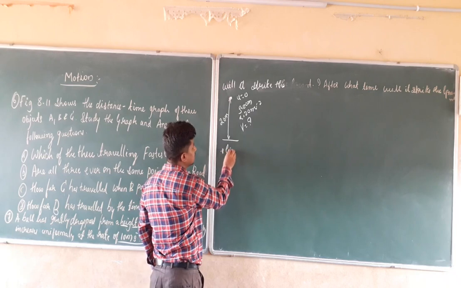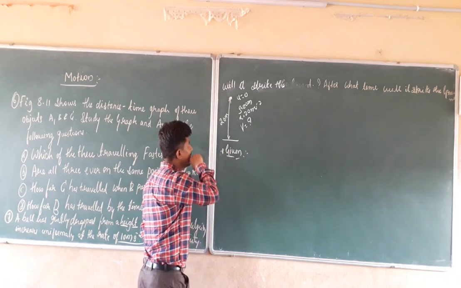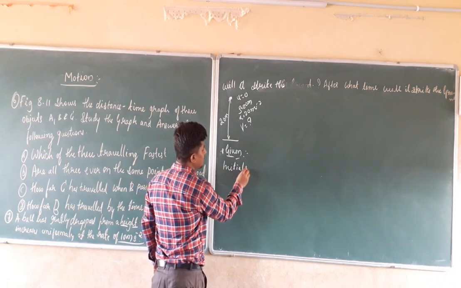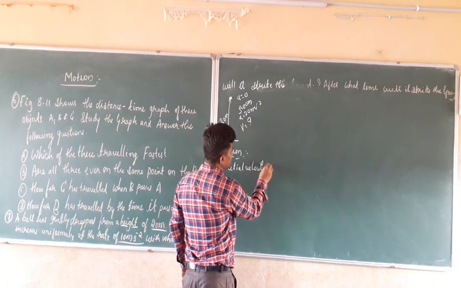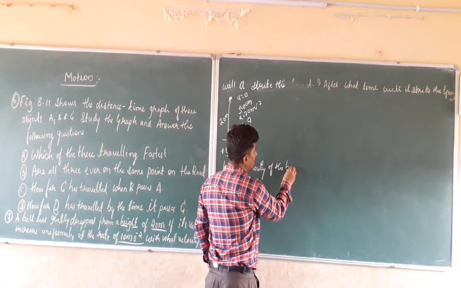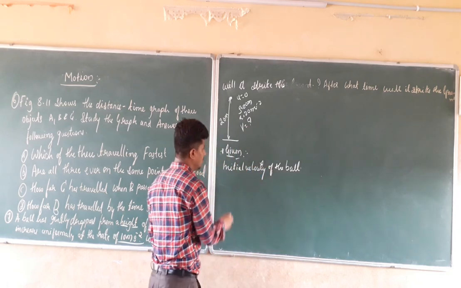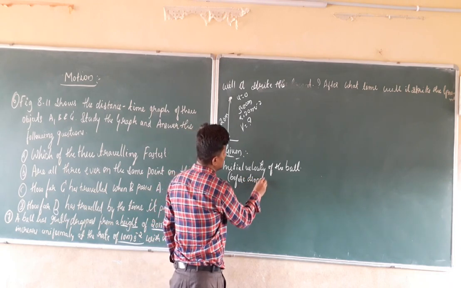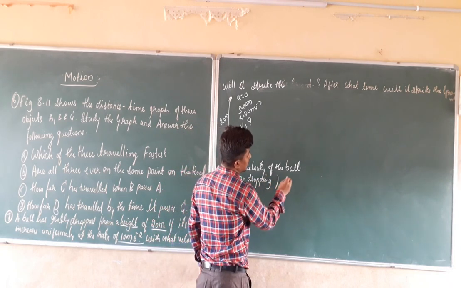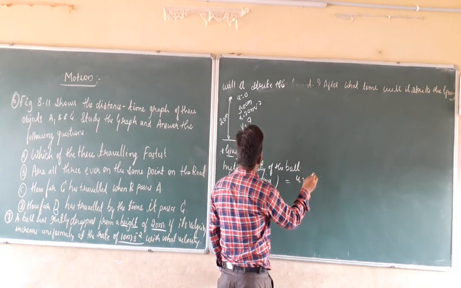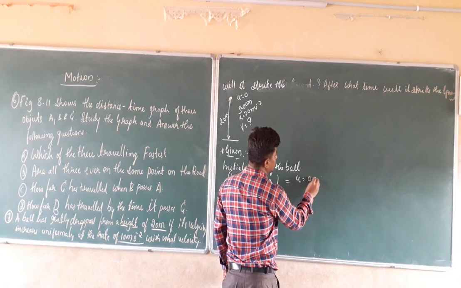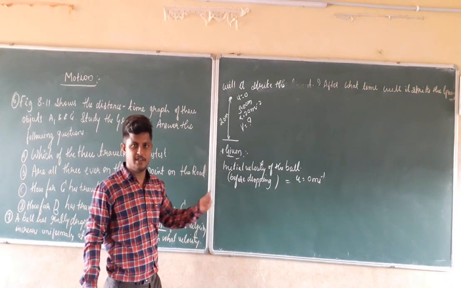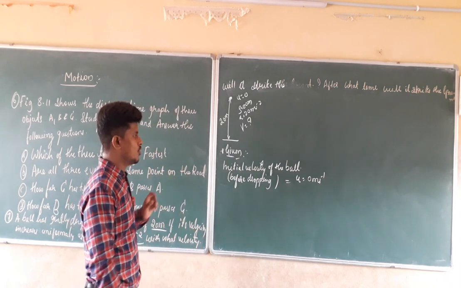First, they give the initial velocity of the ball, that is, the velocity before dropping the ball. So u equals 0 meters per second, because it is at rest. The initial velocity is equal to 0 meters per second.